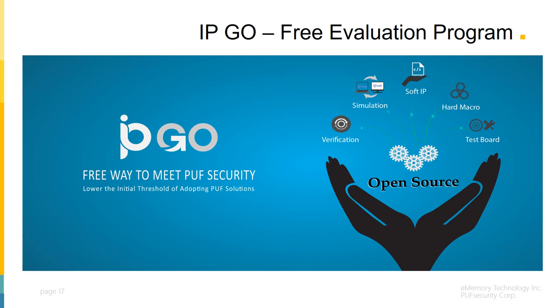This is the last page of my talk today. Currently, PUFsecurity and eMemory are promoting the IP Go-Free Evaluation Program. It already contains all digital designs, documentation, and testing vectors for functional verification. In addition, we are going to provide a NIST-certified PUFiot version and provide it in a non-NDA way. Users can implement PUFiot with our certified algorithms and protocols into an FPGA board, or combine it with their own design to emulate a real product. If you are interested, please visit PUFsecurity or your eMemory account manager. You can use it to complete the design before the real physical design and tape out.